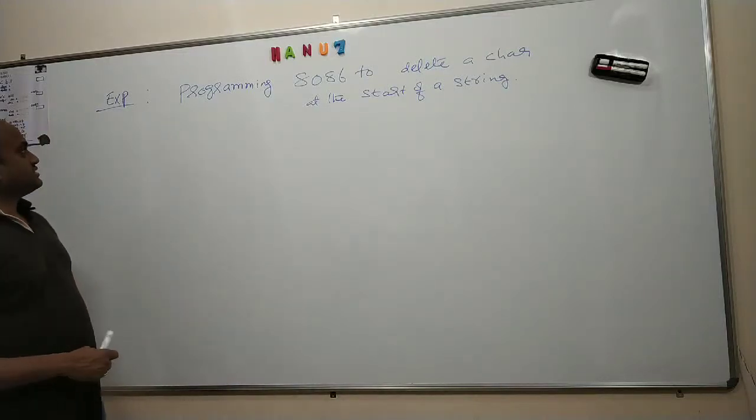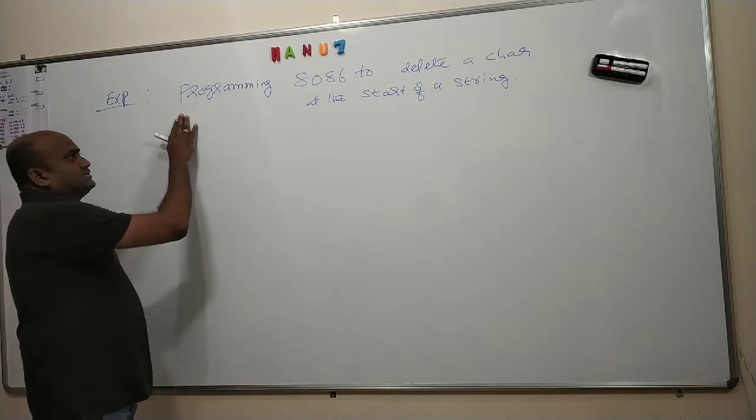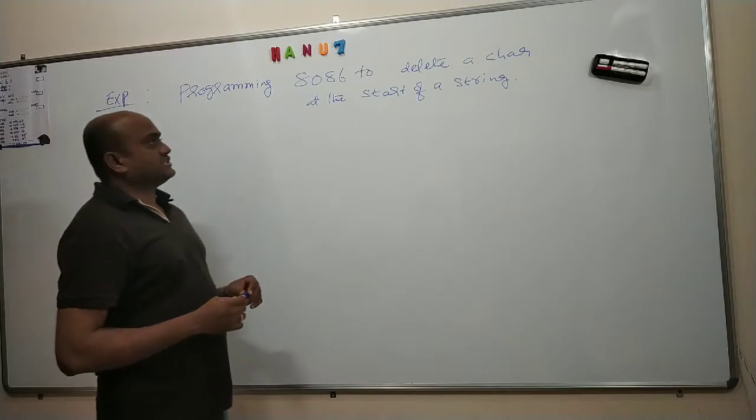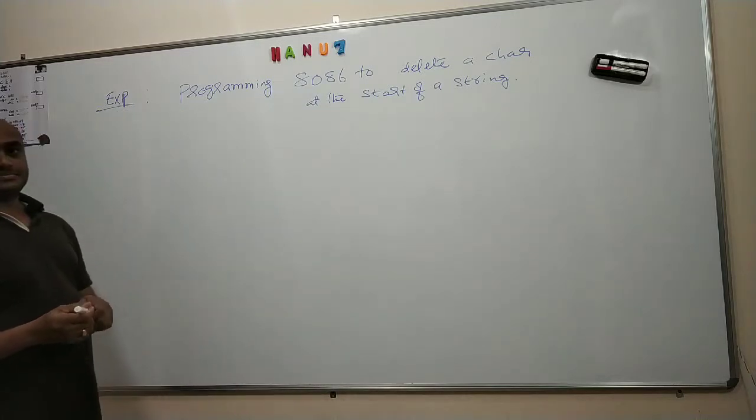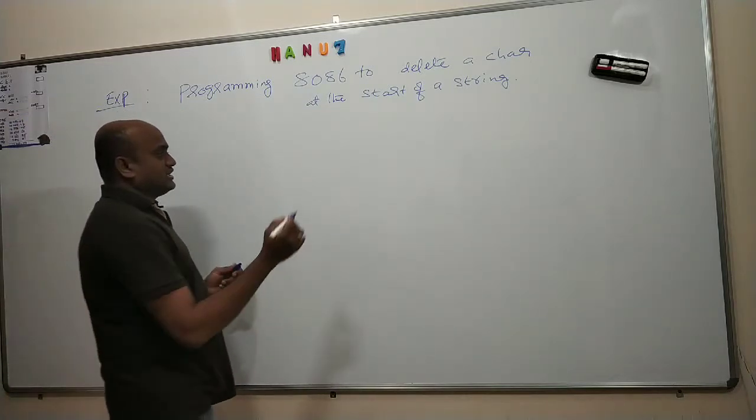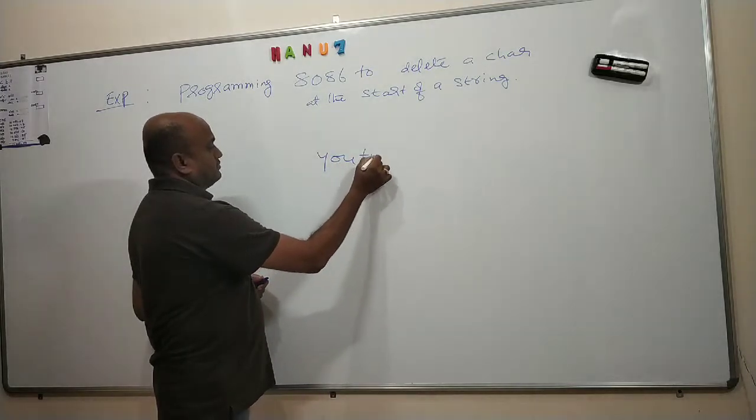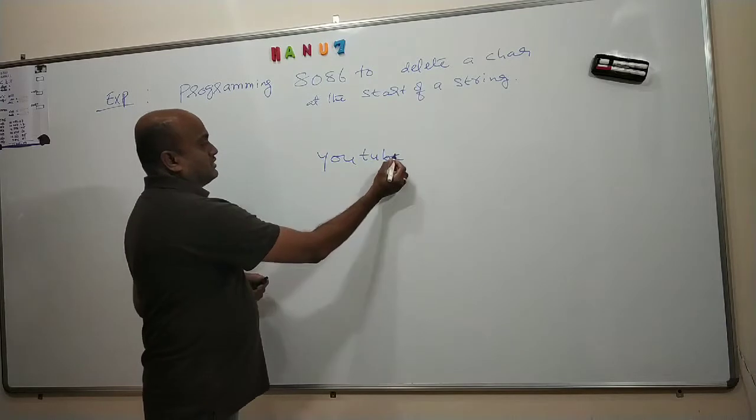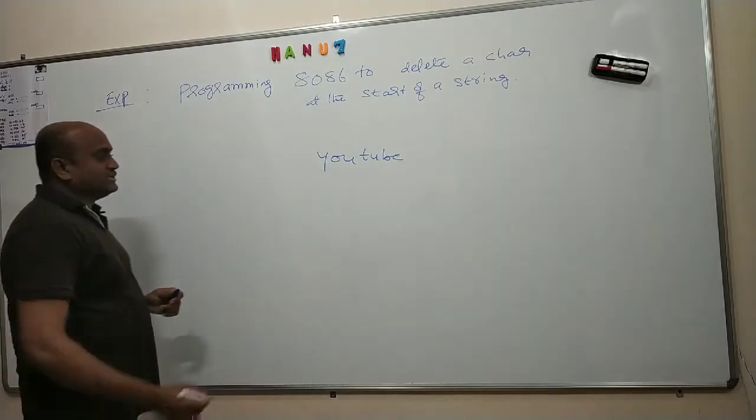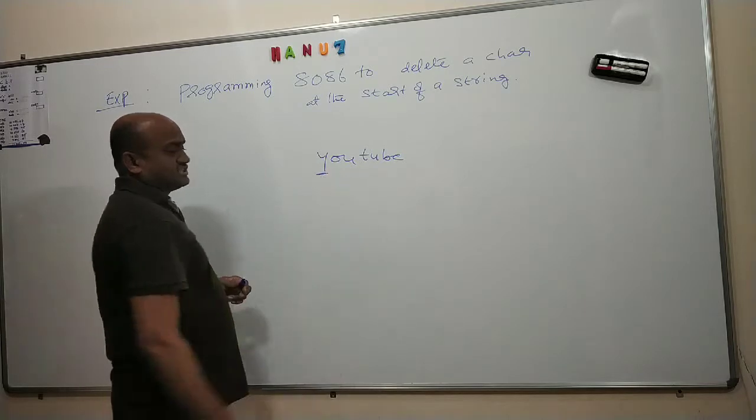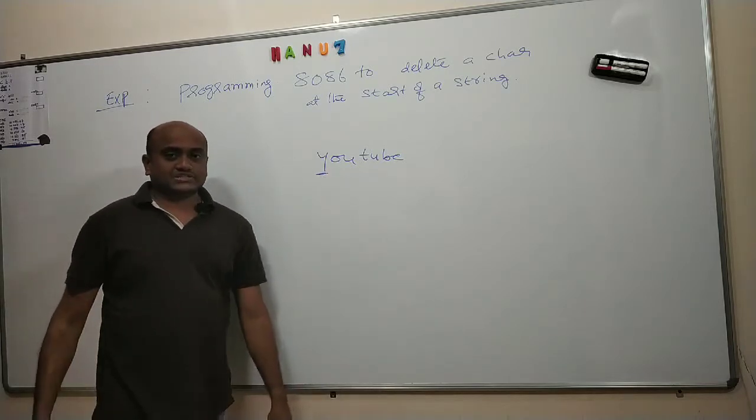Let us see an experiment: programming 8086 to delete a character at the start of a string. Say, for example, I have a string YouTube. Now I want to delete a character at the start of the string. So this character I want to delete.